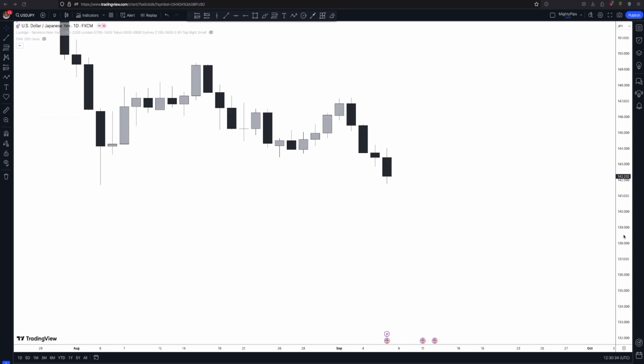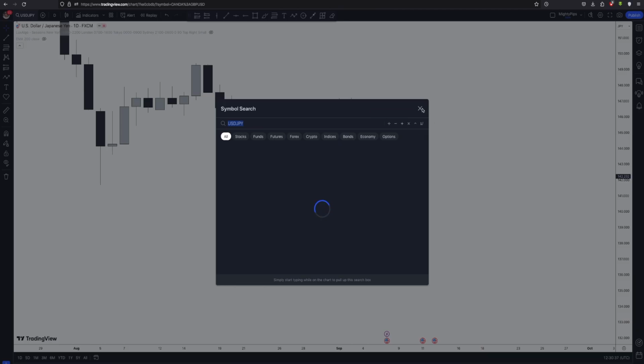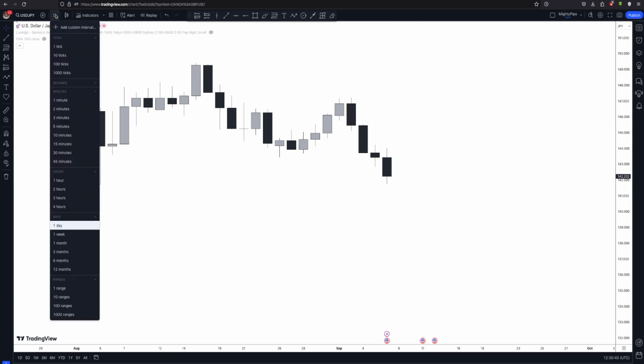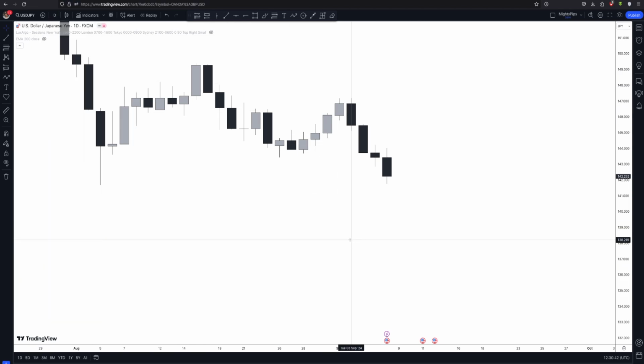So to dive right into it, this is the daily chart on the US dollar, Japanese yen. As you can see, USD JPY, we are on the daily chart. Okay, you want to start from the daily chart.